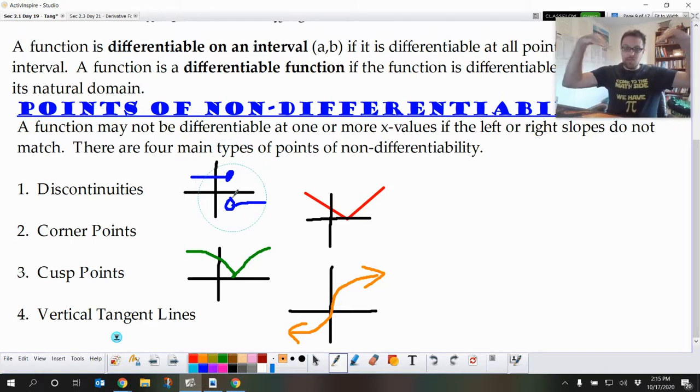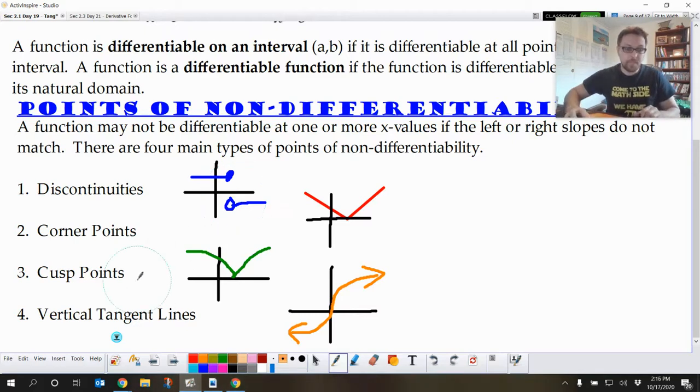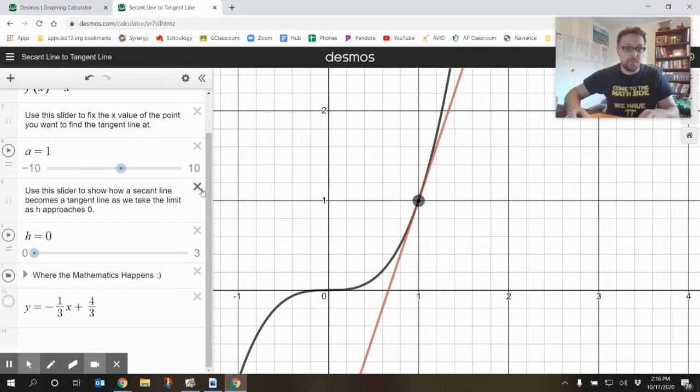We also don't like it when it's sharp. We don't like sharp points. So when we're coming in from one direction, we're coming in with a negative slope. When we're coming in from the other direction, we're coming in with a positive slope, and then suddenly it's like, okay, well, what is our slope anymore? We don't get anything quite so nice. You can see that if we went back to here.